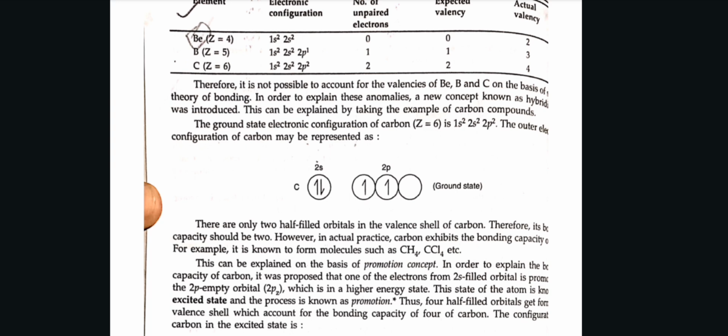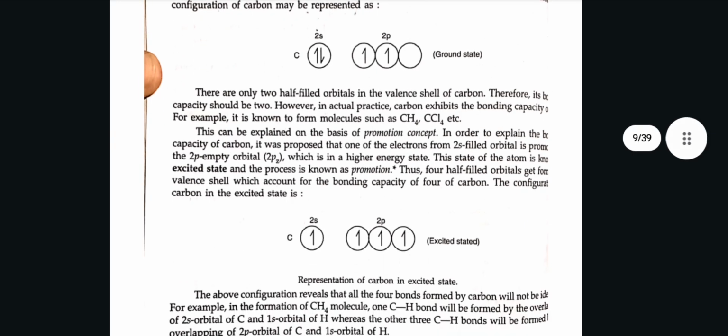This can be explained by taking the example of carbon compounds. The ground state electronic configuration of carbon, Z equals 6, is 1s2 2s2 2p2. There are only two half-filled orbitals in the valence shell of carbon, therefore its bond capacity should be 2. However, in actual practice, carbon exhibits a bonding capacity of 4. For example, it is known to form molecules such as CH4, CCl4, etc. This can be explained on the basis of the promotion concept.